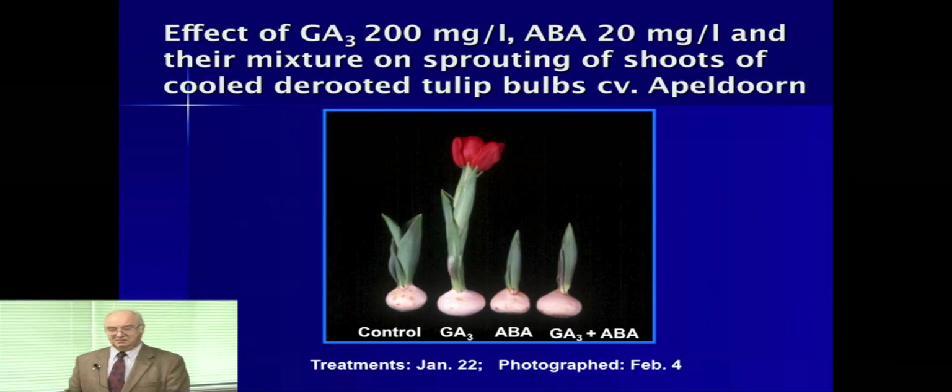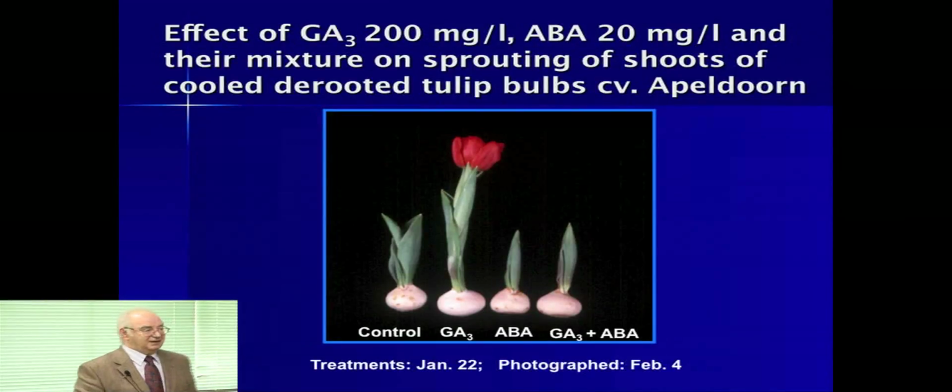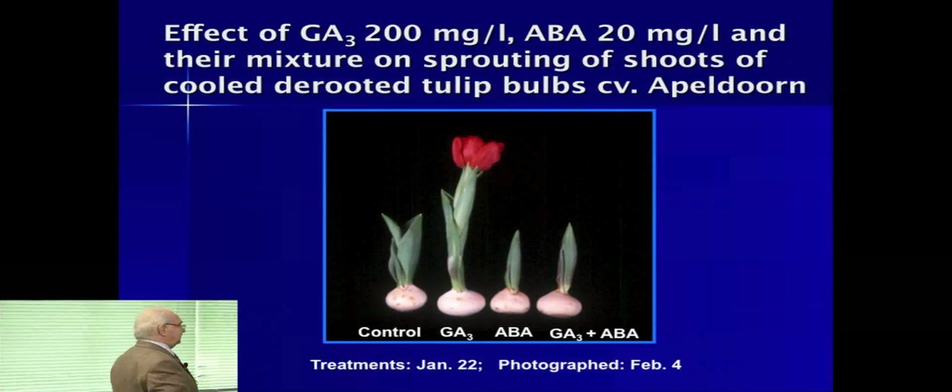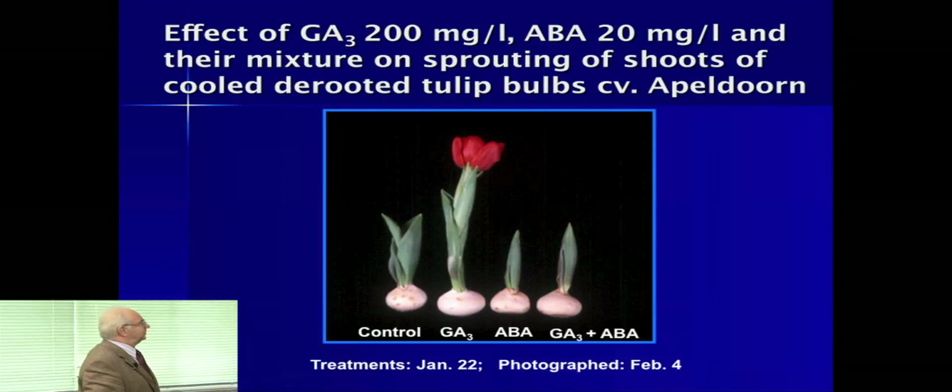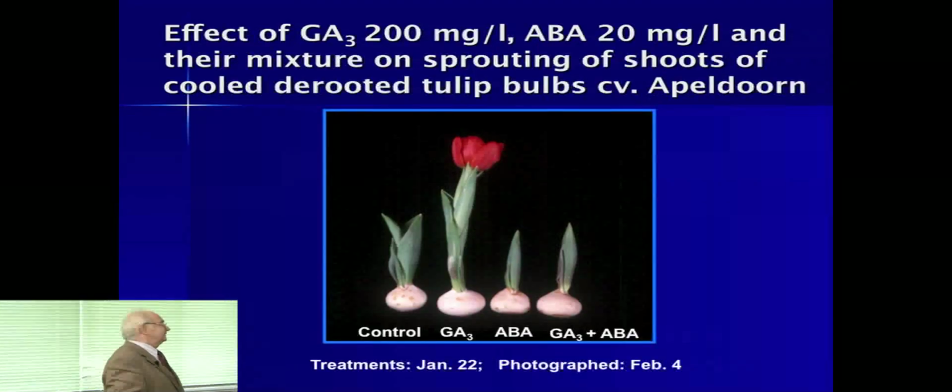We made similar experiments with cooled tulip bulbs. After cooling, the root primordia were removed again, and we kept the bulbs in water with GA3, ABA, and GA plus ABA, with GA at a concentration of 200 milligrams per liter and ABA at 20 milligrams per liter. You can see that in this case also growth is stimulated by GA.